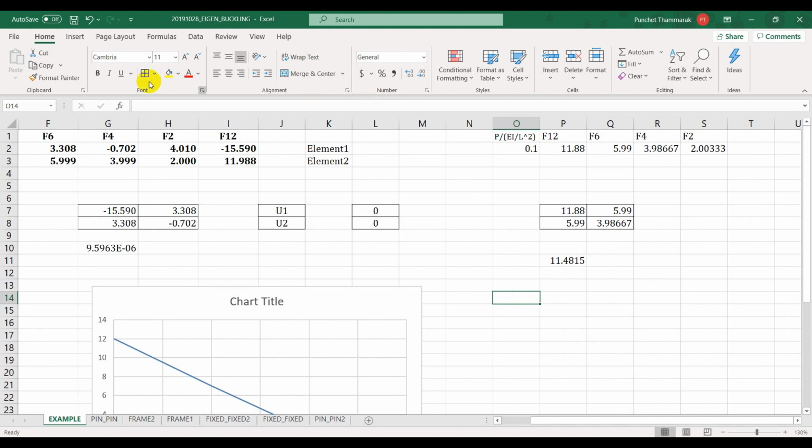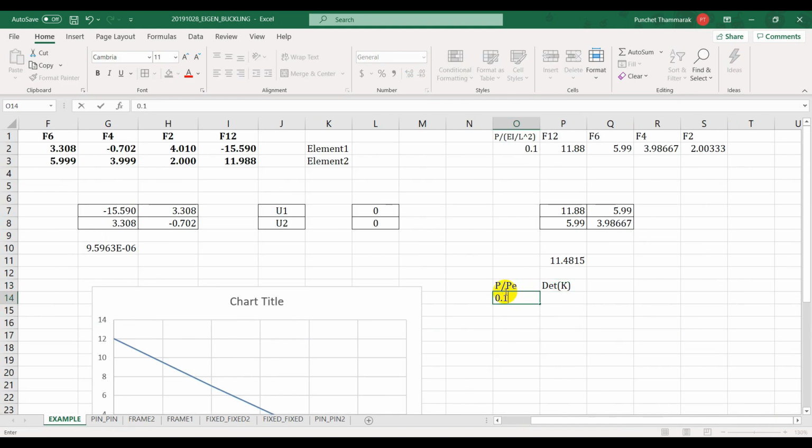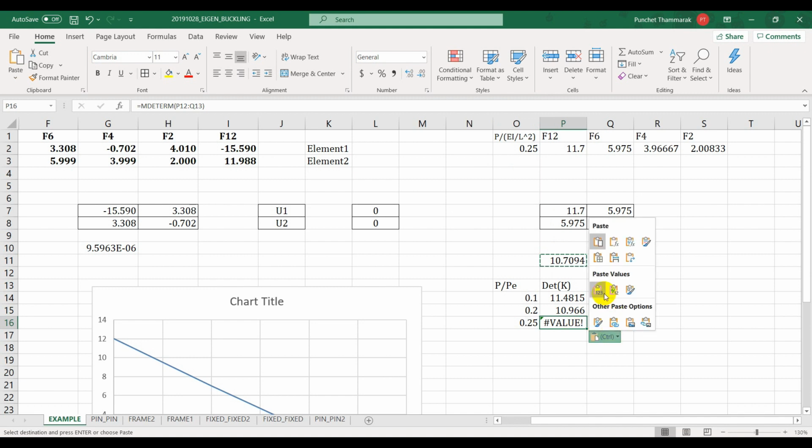So let's start with 0.1, you get 11. 0.2 next, tentatively it's going to be more stiff, right? 0.25, let's see, still 10. Multiply by EI. Okay, makes sense.